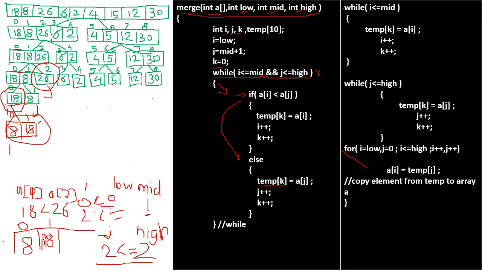Check now, is 2 less than or equal to mid? Is 2 less than or equal to 1? No. Now the i value is greater than the mid value, so this while loop will terminate.